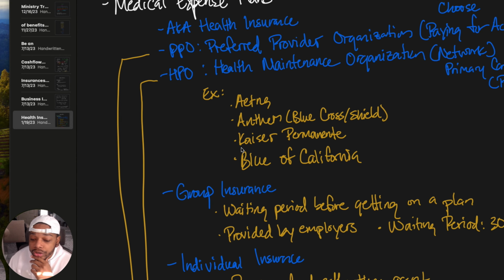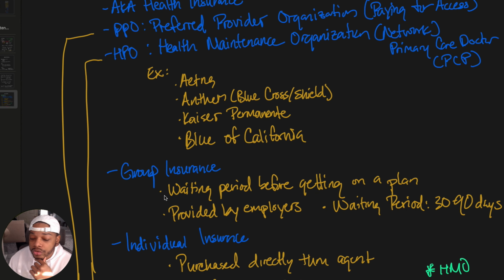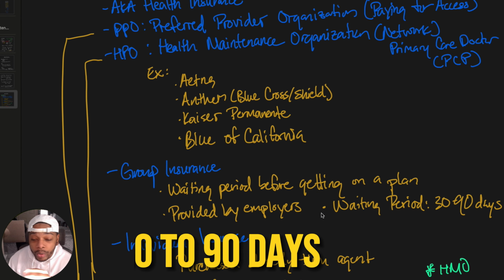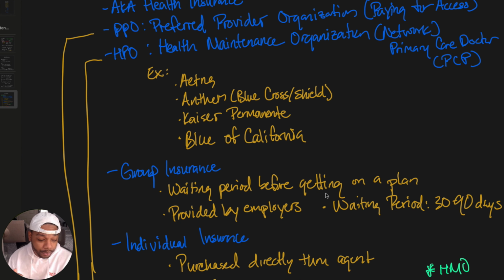The other type of insurance is group insurance. This is really good also in regards to the business space, right? So this is where you're pretty much waiting a period before getting a plan, and it's provided by your employer, okay? There's a waiting period of 30 to 90 days. So picture, for example, you work a 9 to 5. That 9 to 5 provides you insurance. That employer has something called group insurance. That group insurance is what's giving you the health insurance through your job, okay? So that's really where the group insurance comes into play.